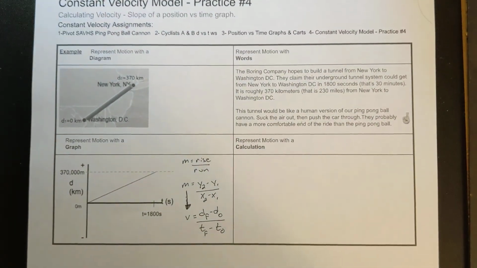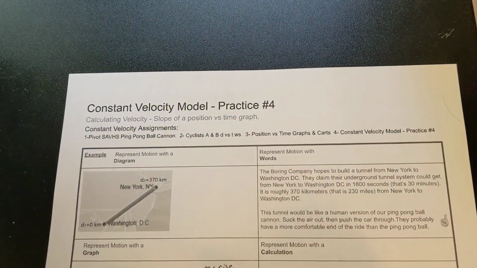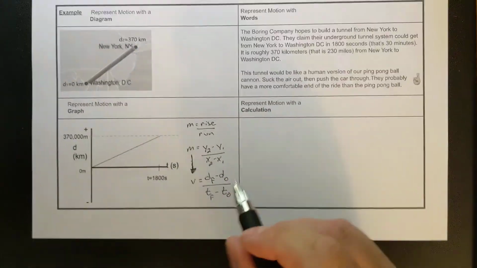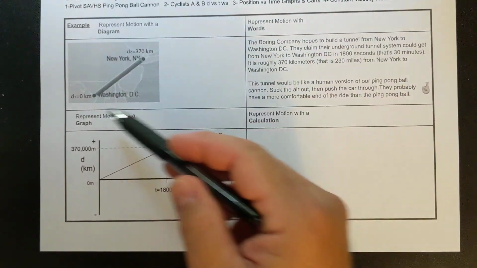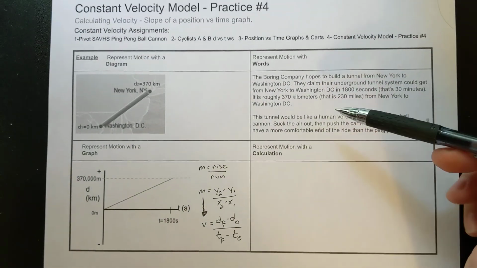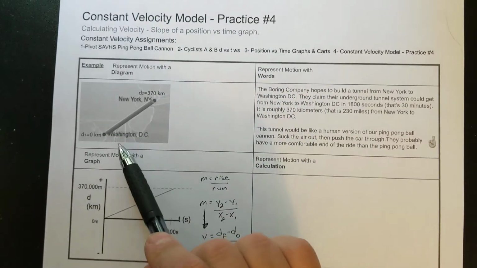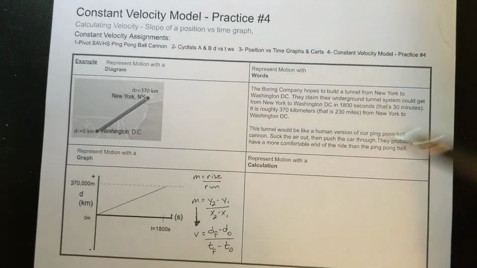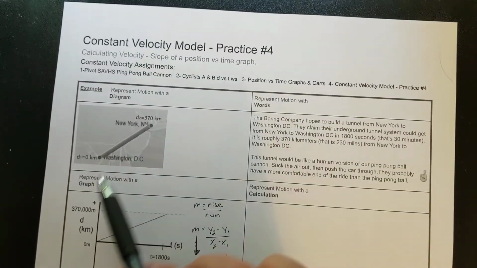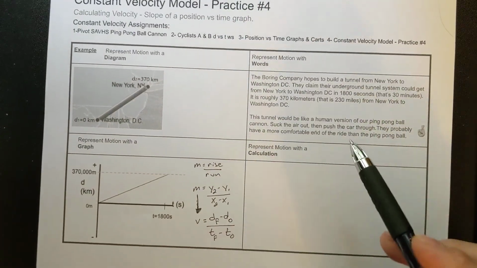Okay, so a quick example of doing a calculation for this constant velocity model, practice number 4. We have the example that talks to us about the Boring Company. This is that Elon Musk company. They're hoping to bore tunnels and have travel happen underground. It's kind of like a big ping pong ball cannon version of things, with hopefully a slightly safer way to stop at the end.